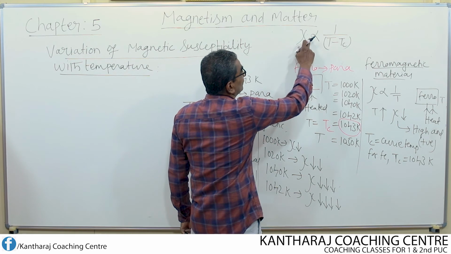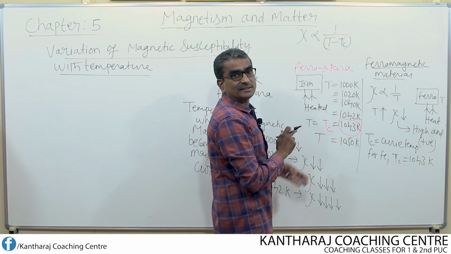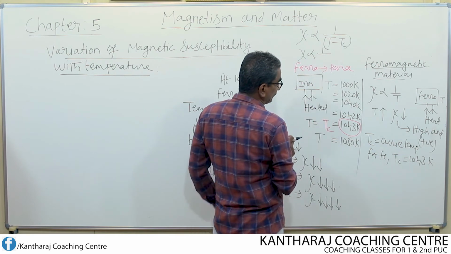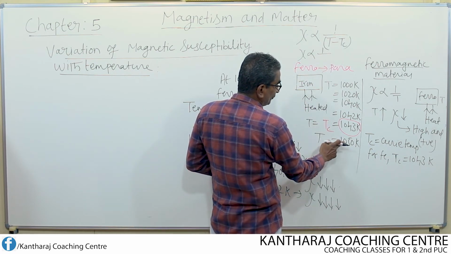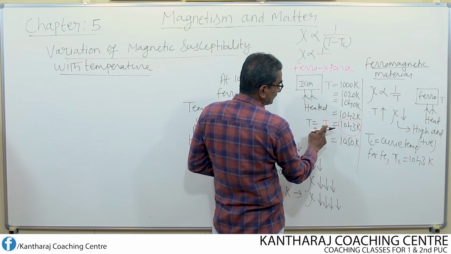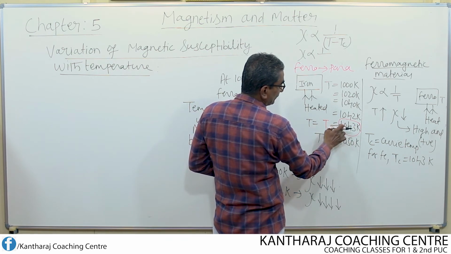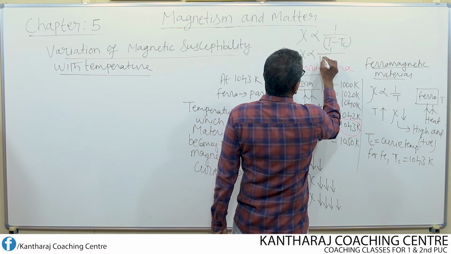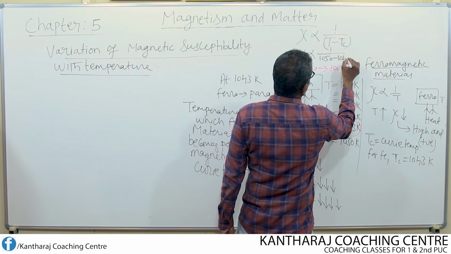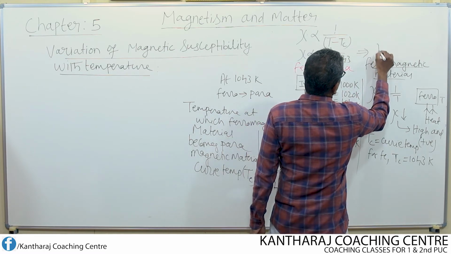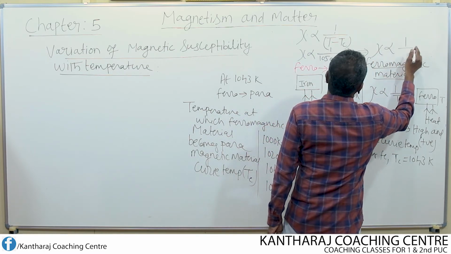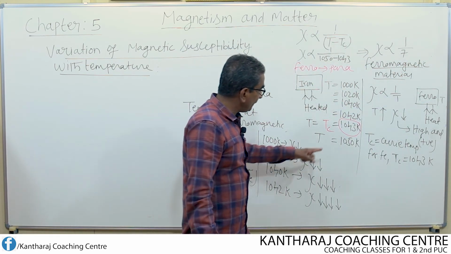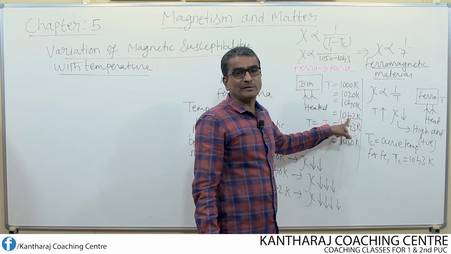It varies inversely with excess of temperature. That means now your susceptibility is inversely proportional to excess of temperature, meaning T minus Tc. What is T? 1050. What is Tc? 1043. 1050 minus 1043 means susceptibility varies inversely with what is the difference, 7 Kelvin only.